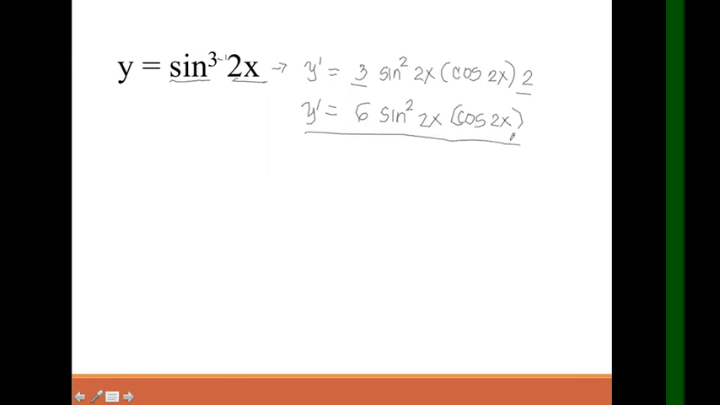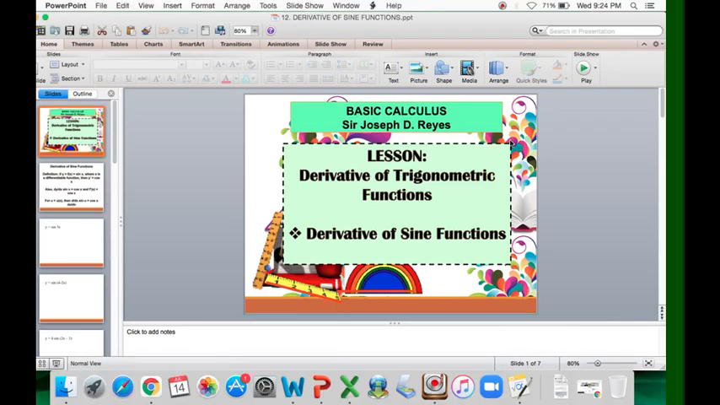Now, the derivative of y equals sine raised to 3 2x is equal to 6 sine squared 2x times cosine 2x. Okay? So that's all about for the derivative of trigonometric functions, specifically derivative of sine functions.